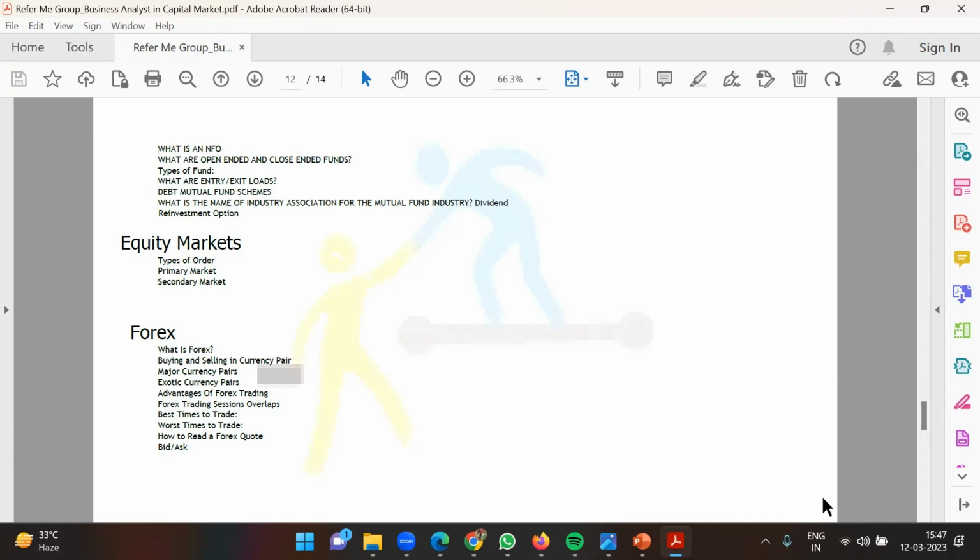So all those basic things, and the clarity of how the things operate. Okay, and the last asset class is the forex. So these all are the 5 asset classes we will be talking about in the classes. Plus, we will be talking about the trade life cycle.